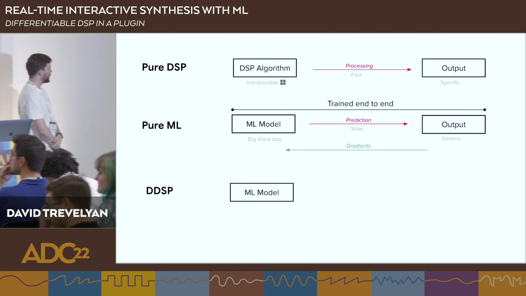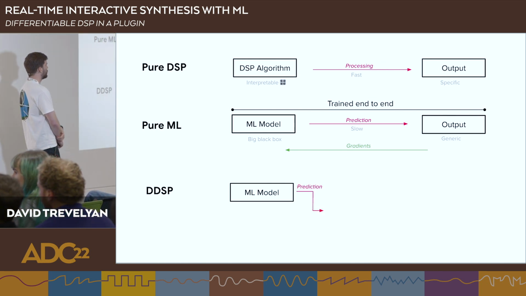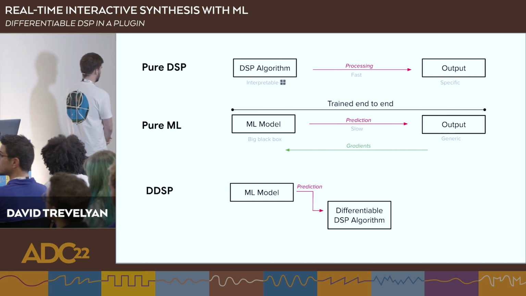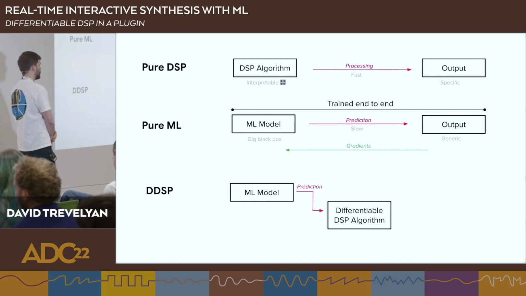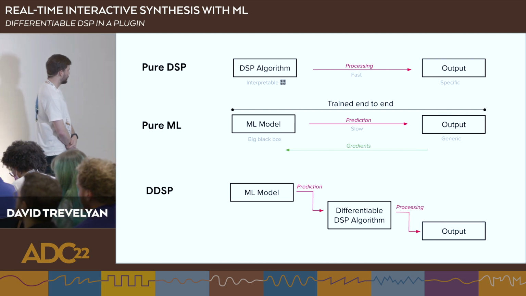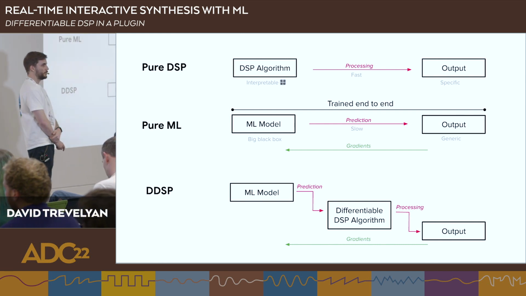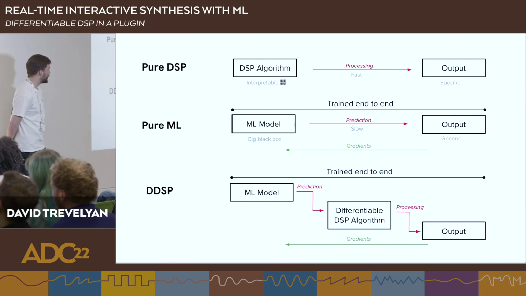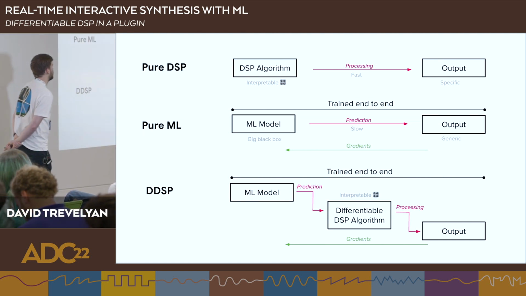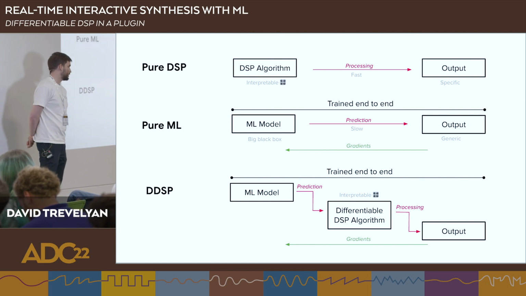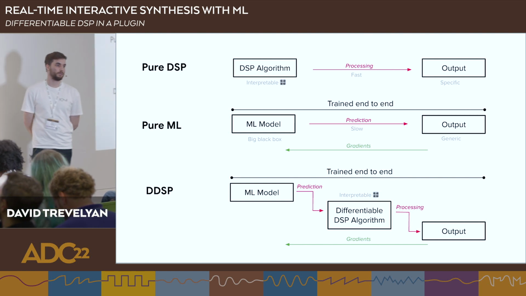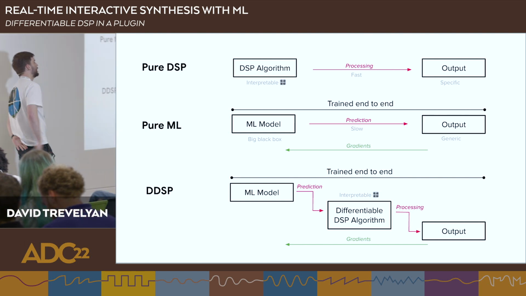Right, let's try to combine these. We have our ML model, make some predictions. If we can stick something on the end of it that is a differentiable DSP algorithm, we can do our processing and get our output. Because the DSP algorithm is differentiable, we can still train this end-to-end on data. The differentiable DSP algorithm is just as interpretable as the one on the top left. We can reach into that and we can play around with it. We can be creative with it as musicians.